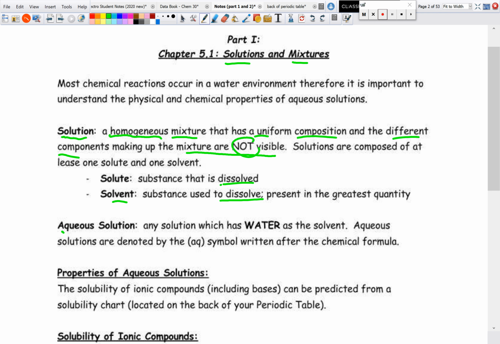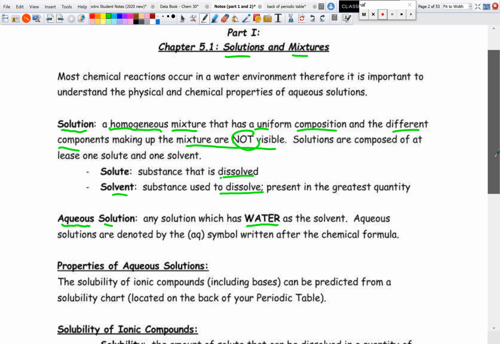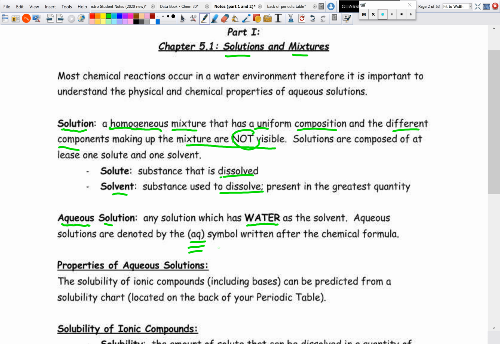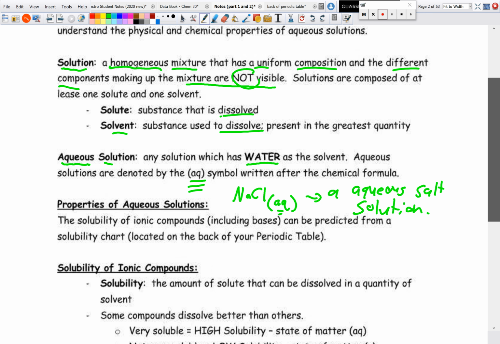Now, if we are using water, you're going to see the word aqueous solution showing up here. So this is a solution that has water as the solvent. Now, you are going to notice that aqueous is going to show up a lot, and we use the little symbol AQ, right? So for example, if we have sodium chloride, or just salt, that's in water, right? So this would be an aqueous salt solution. Right, so this little AQ indicates that water is present, or it's dissolved in water.